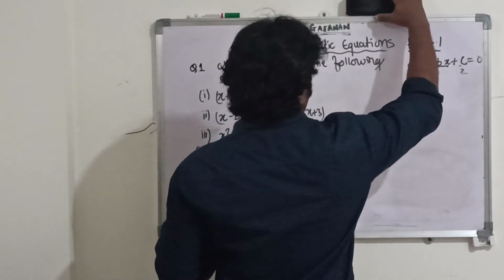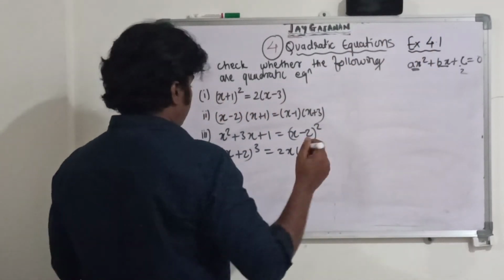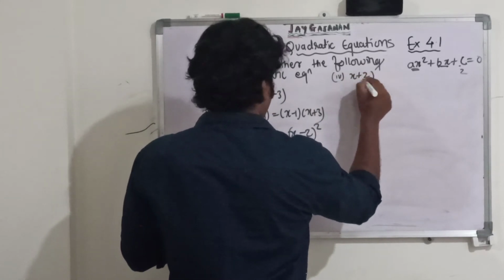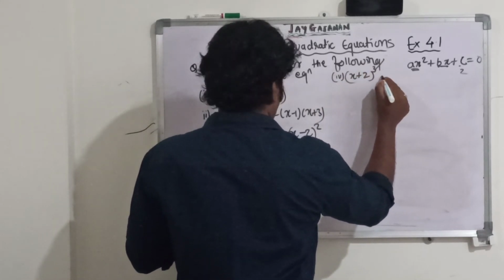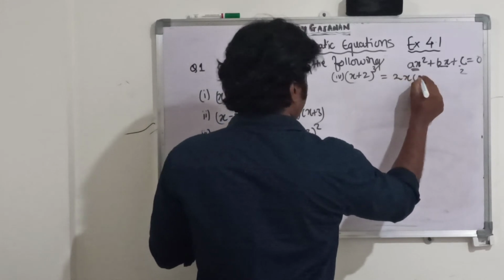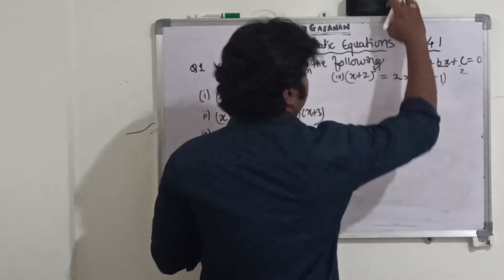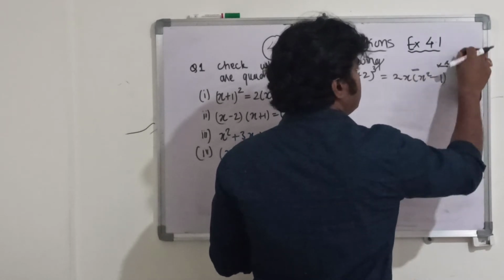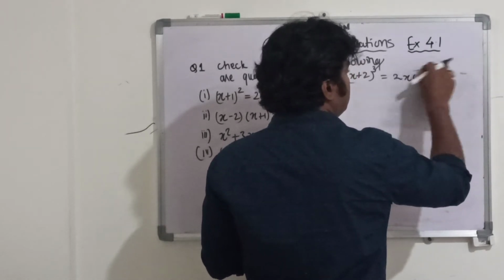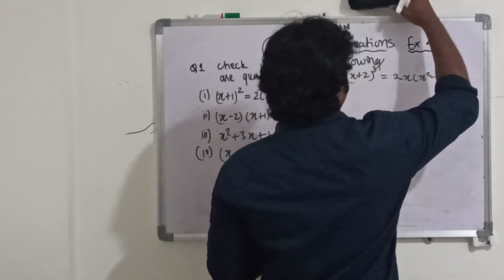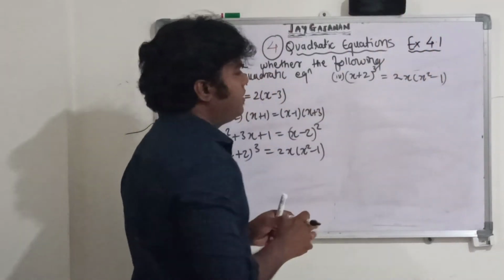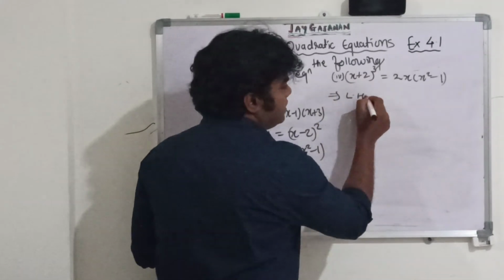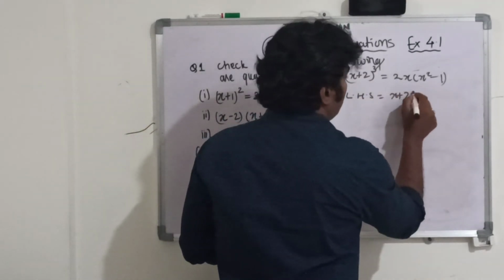So then you have to solve the fourth one. x plus 2 whole cube is equals to 2x into x square minus 1. I'll rub this also, I keep this to confuse you. Now that you know what is standard form, we have to use the formula to get this. LHS is equals to x plus 2 whole cube.